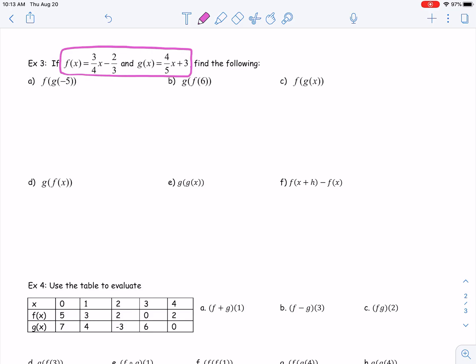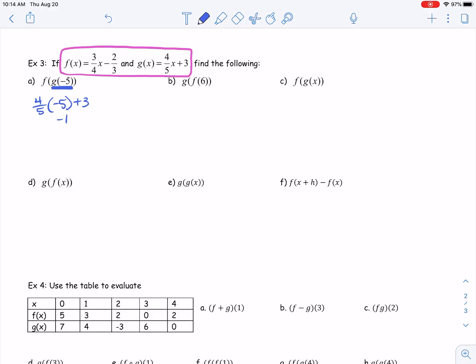Okay, so we have a couple compositions. We have some operations. So here we go. So the first one, we want f of g of -5. So I'm starting with my innermost parenthesis, which would be g of -5. So I'm going to plug in -5 for x everywhere in the g of x function. So g of -5 would be 4/5 times -5 plus 3. Well, 4 over 5 times negative 5 would be negative 4, and negative 4 plus 3 would be a negative 1. So this is negative 1.